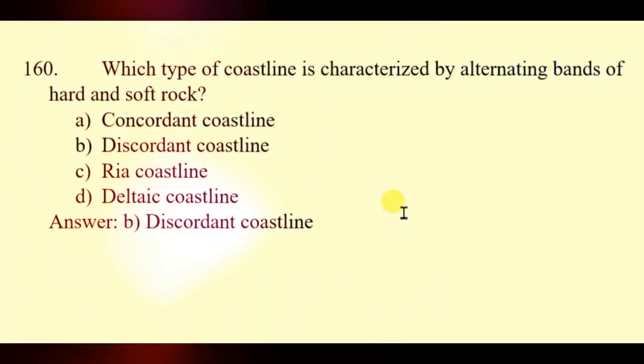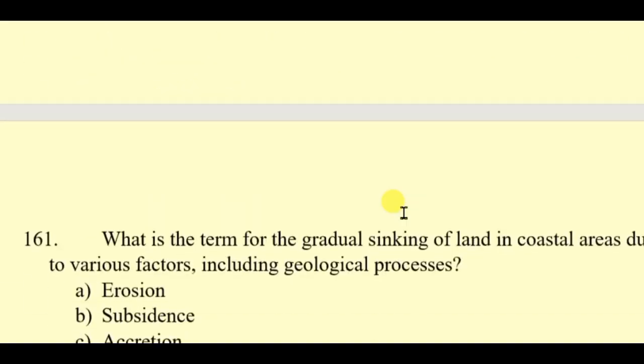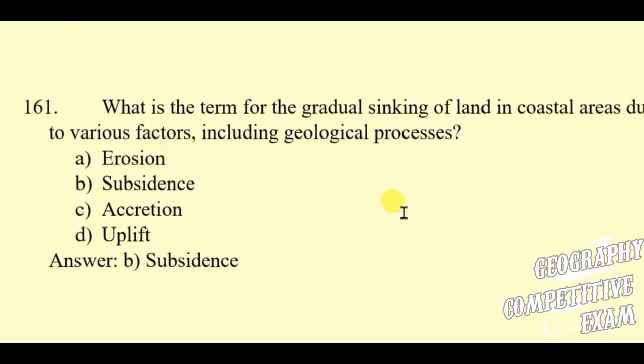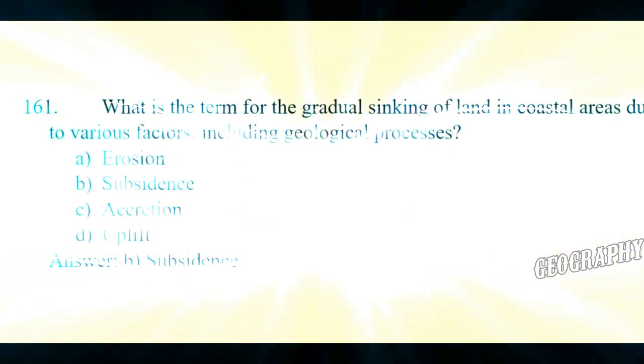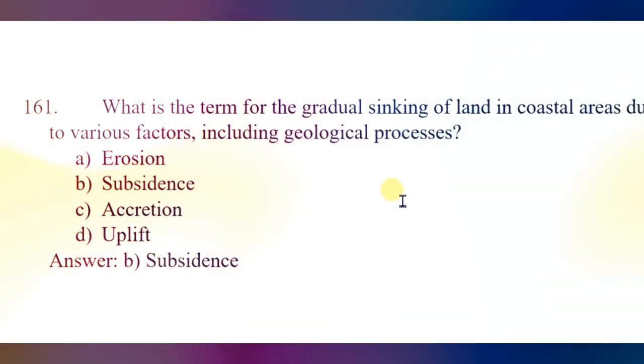Question 160. Which type of coastline is characterized by alternating bands of hard and soft rock? Concordant coastline, discordant coastline, ria coastline, delta coastline. Here the right answer will be discordant coastline. Question 161. What is the term for the gradual sinking of land in coastal areas due to various factors including geological processes? Erosion, subsidence, accretion, uplift? Here the right answer will be subsidence.